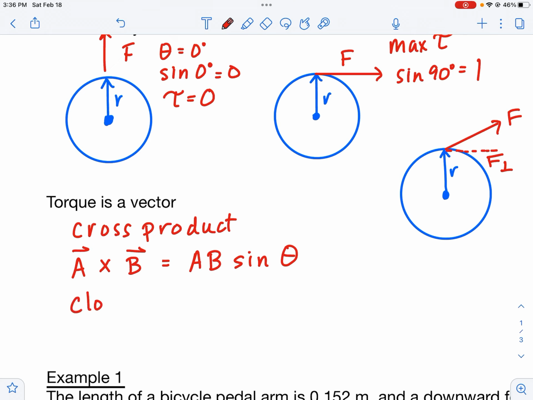If I turn something clockwise, that's known as a negative torque. And if you think about, if I were to apply a torque to, say, a screw, let's pretend that's a screw, and I take a screwdriver and I turn the screwdriver, the screw will go into the wall.